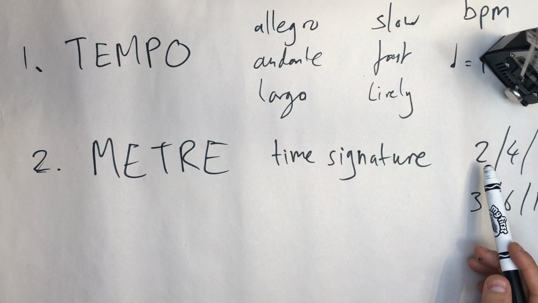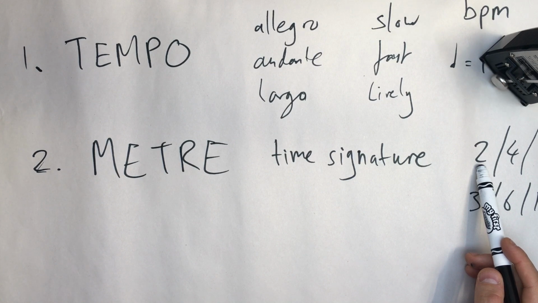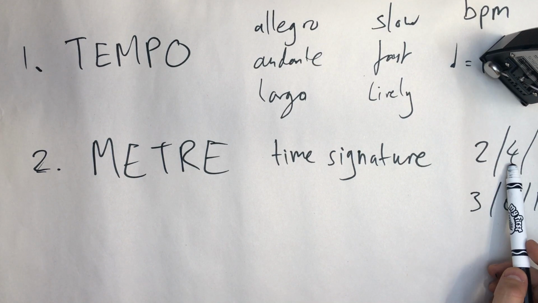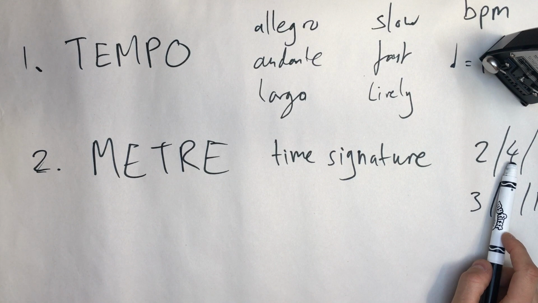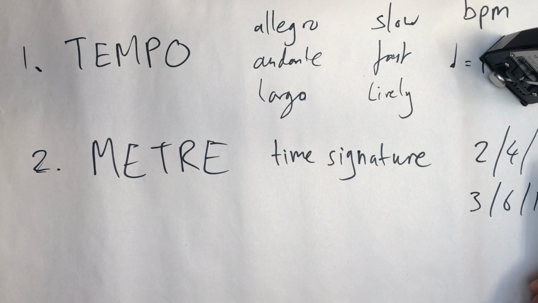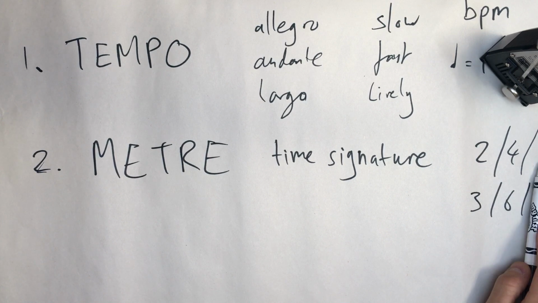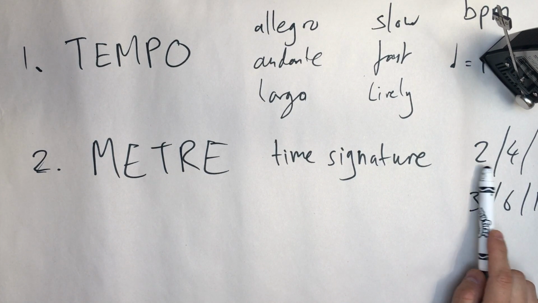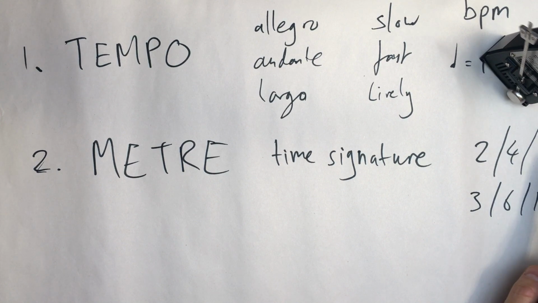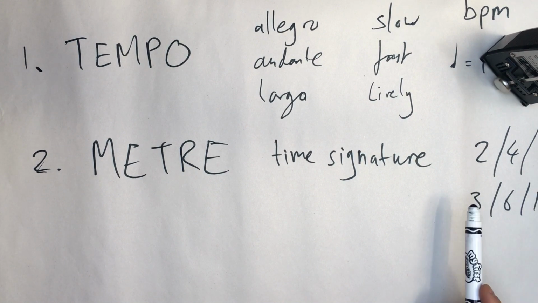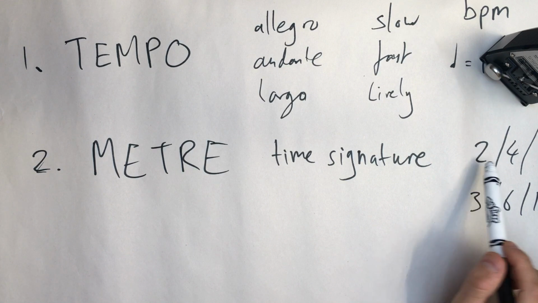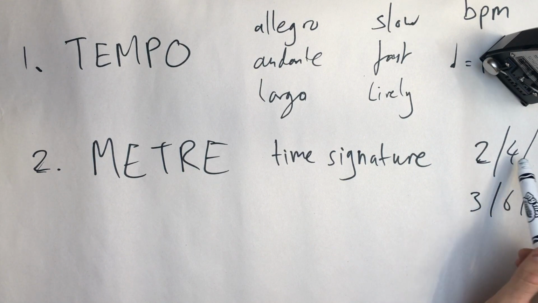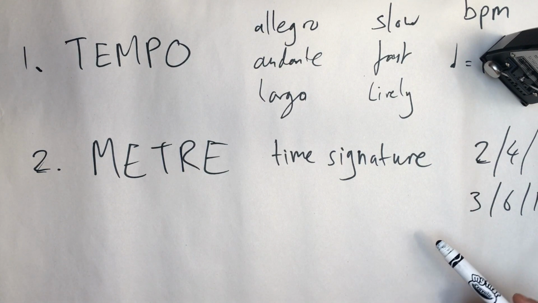So you divide it by 2, it's 1 and 2 and 1 and 2. Divide it by 4, 1E and a 2E and a 3 and a 4. If you divide it by 8, which is quite hard because it's fast, you've got 1 and 2 and 1 and a 2. When you divide something by 2, you're probably going to divide it by 4. It's like multiples of each other.